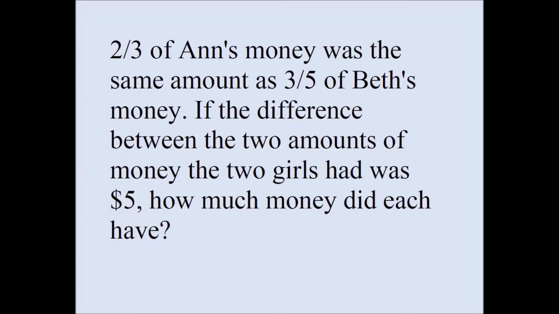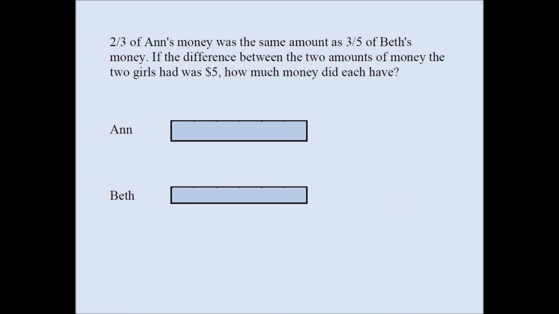2/3 of Anne's money was the same amount as 3/5 of Beth's money. If the difference between the two amounts of money the two girls had was $5, how much money did each have? So the question says 2/3 of Anne's money was the same amount as 3/5 of Beth's money.